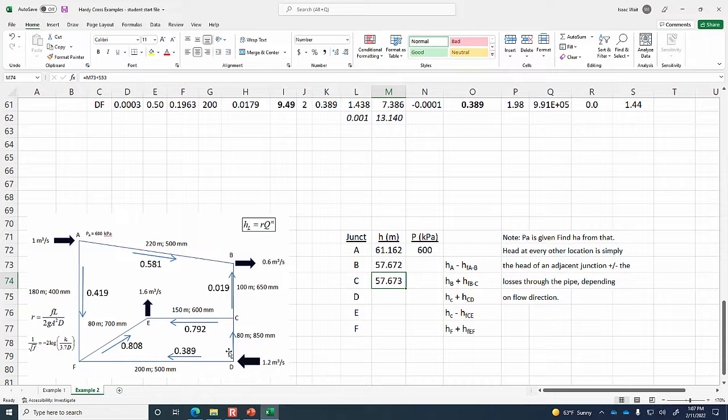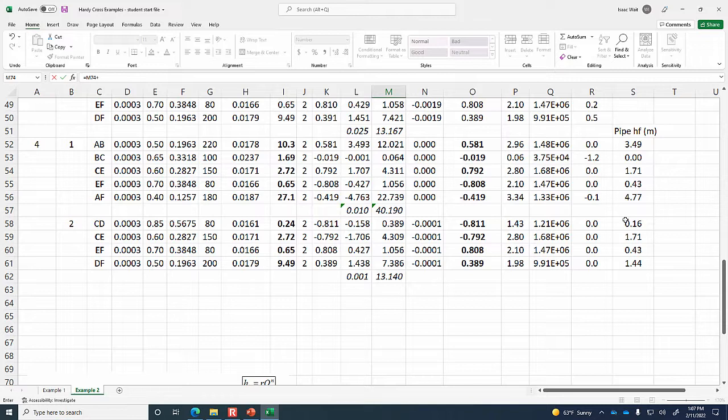Okay? Now what about D? Okay, so the head at D is however much head there is at C plus the losses through CD. Because again, we're going against the flow, then we add the losses. So CD, here's our head loss.